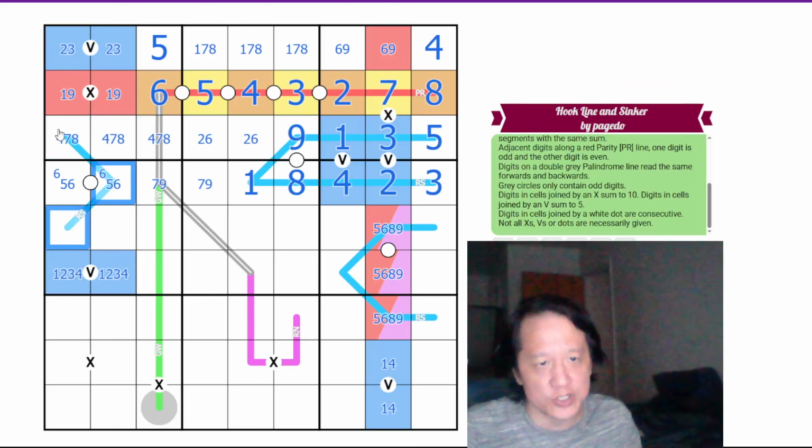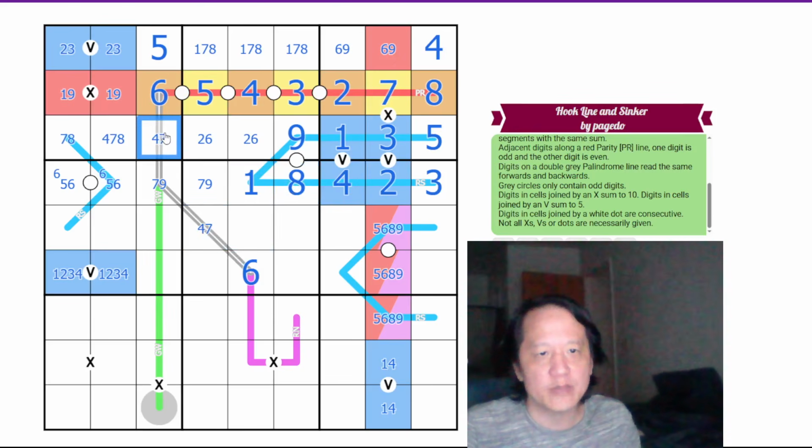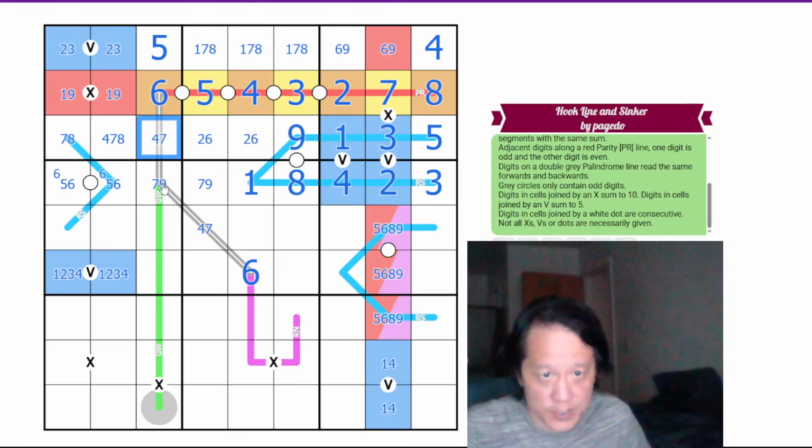These two digits must sum up to what that digit is, and therefore this can't be 4. This is a 6, which forces that to be a 6 on the palindrome. This must be 4, 7, 8 to match that, but it cannot be 8 because of 8 in the box. So that must match that, and this has to be 4, 7.